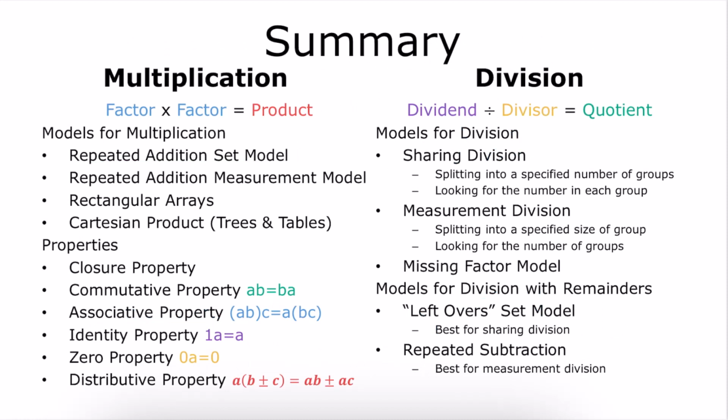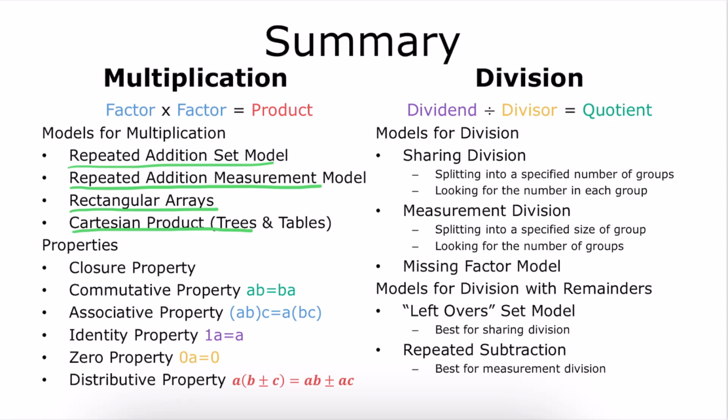So to summarize, we have 4 different models for multiplication. So we have the repeated addition set model, where you repeatedly add the same amount of items to a set. And then you have the repeated addition measurement model, where you repeatedly skip count along a number line. You have the rectangular arrays, where you arrange a rectangle that has whatever numbers you're multiplying as the side lengths of the rectangle. And then you also have the Cartesian product, which you can model with trees. And I wouldn't recommend doing the Cartesian product early on, but later, like in 5th grade or so, it can be a helpful topic to approach then.